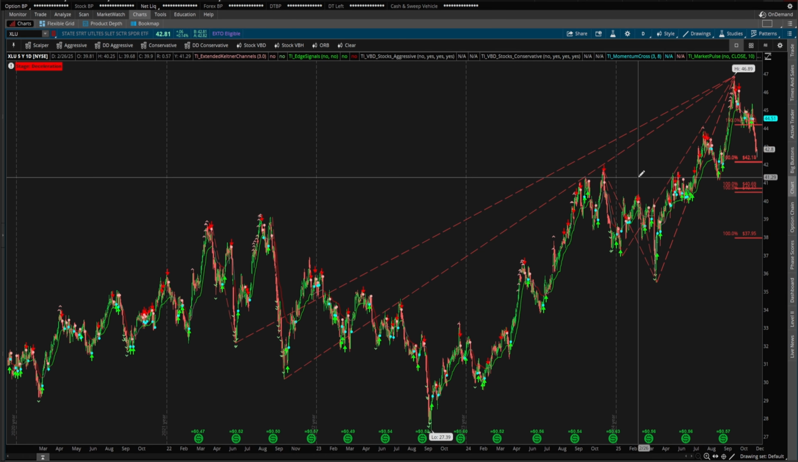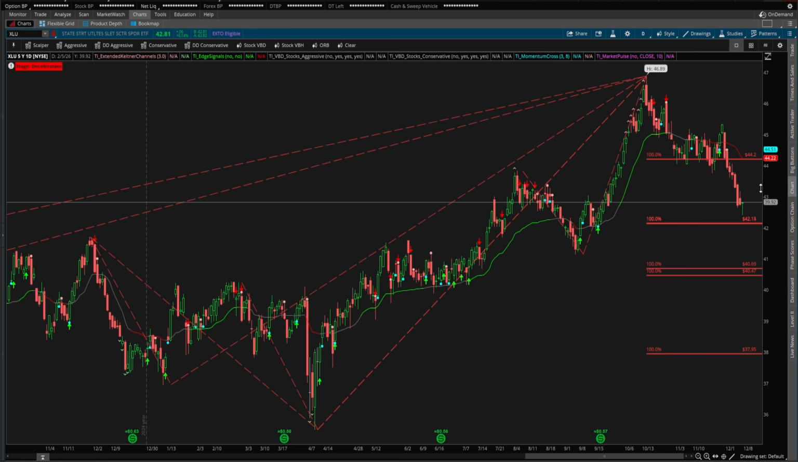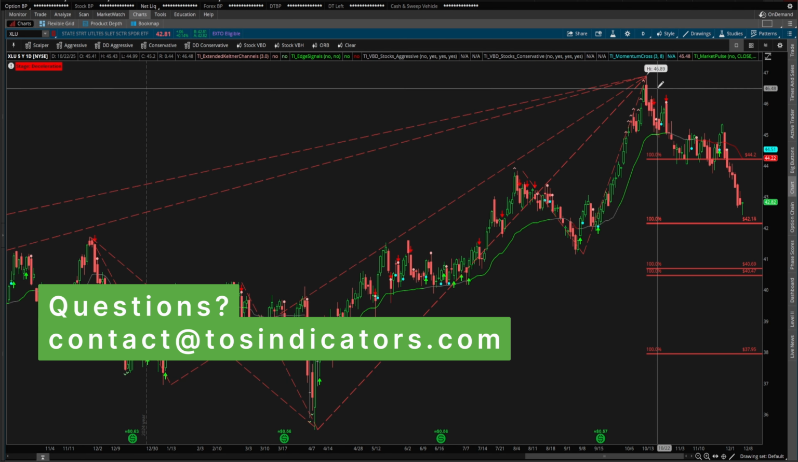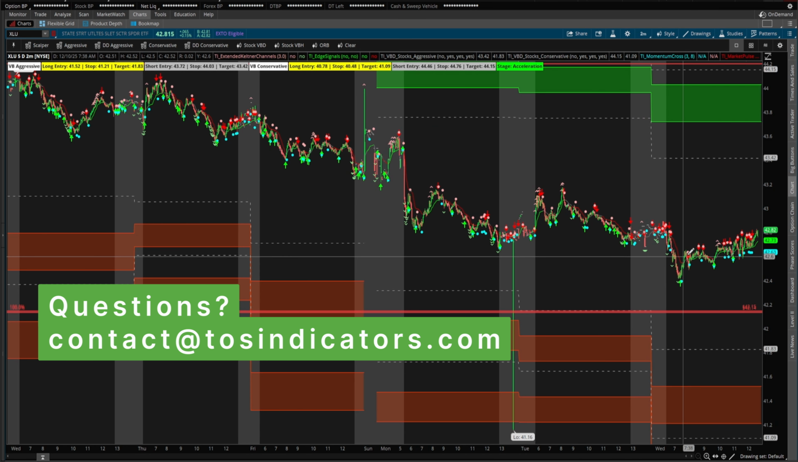So there you go. XLU, a sector I'm looking at, the exact levels I'm looking at to take advantage of a pullback opportunity, and the way to play it using the intraday volatility clues.